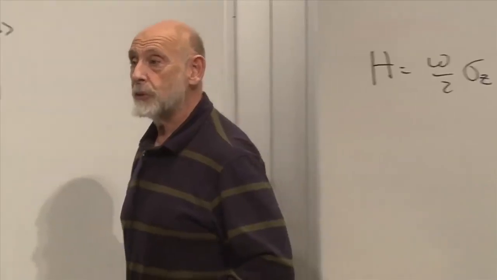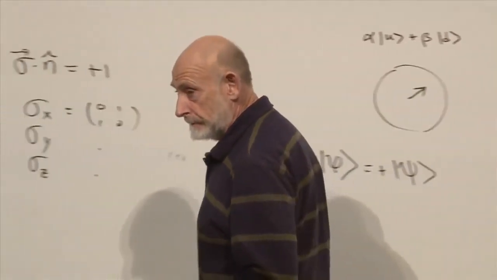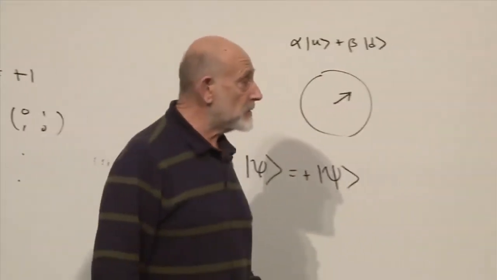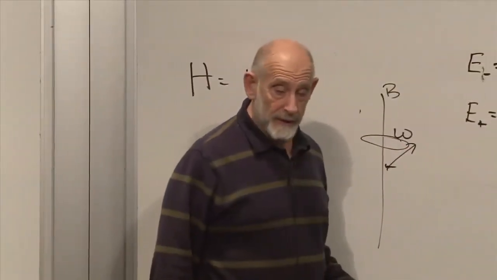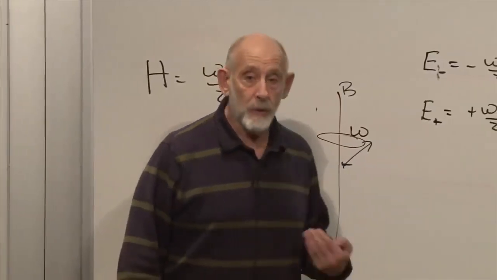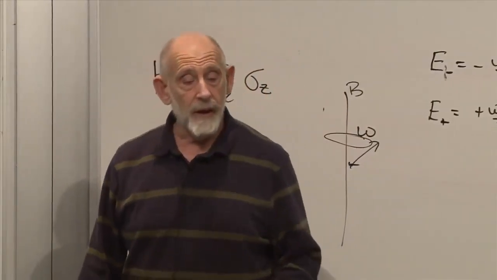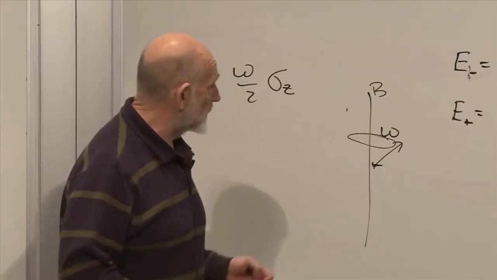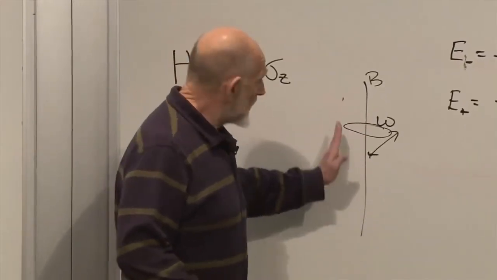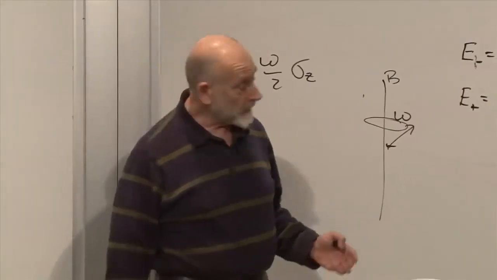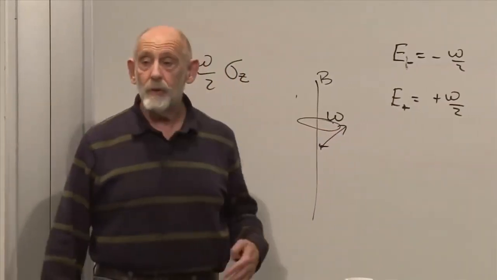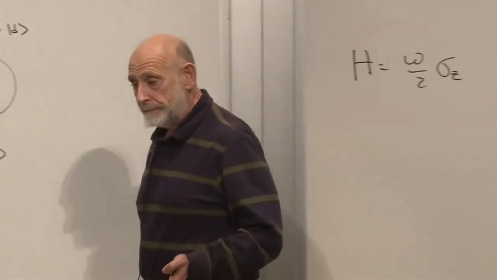How much energy will it emit altogether? And the answer depends on the angle that it started at. If it starts up, it will emit altogether an amount of energy that's proportional, essentially omega. If it's pointing down, it will emit no energy. If it's pointing horizontally, it will emit, let's say, omega over 2.